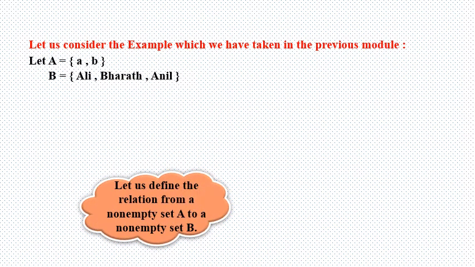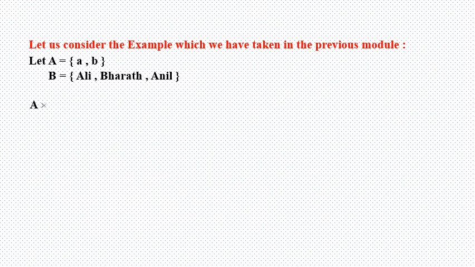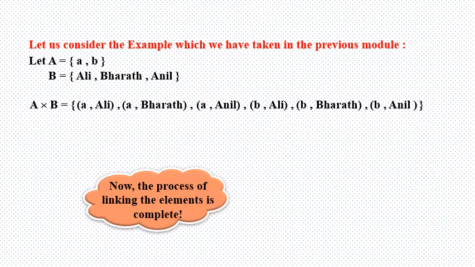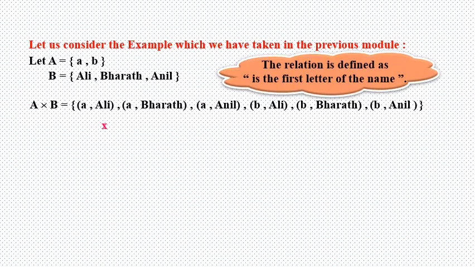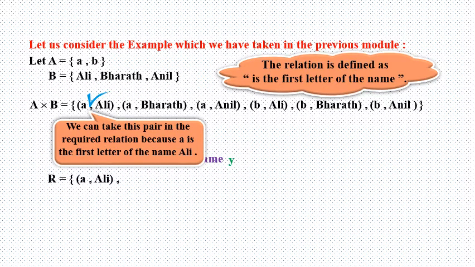See, again, what I do here, let us define the relation from non-empty set A to non-empty set B. To do this, let us link pairs of objects from two sets. We need to write A into B. First we write A into B. This is over. Now the process of linking is complete. The relation is defined as x is the first letter of the name.